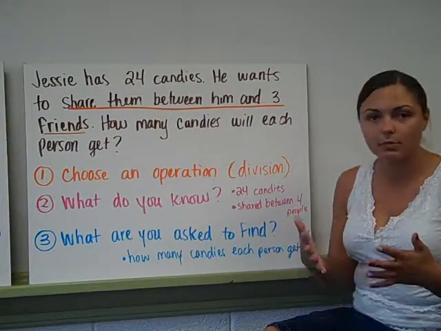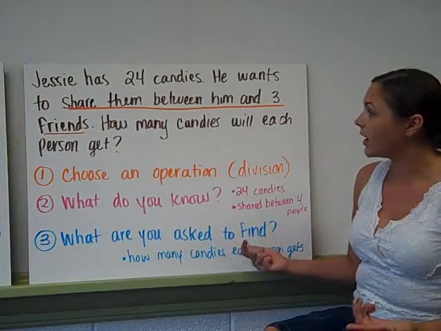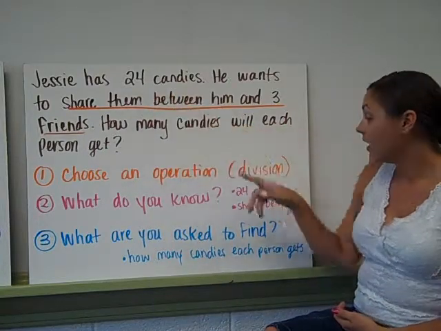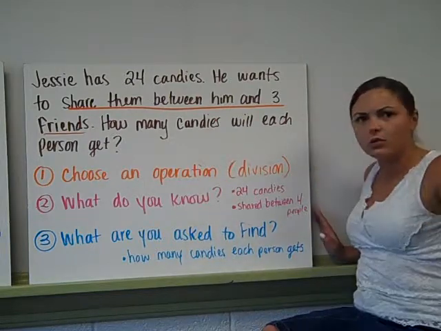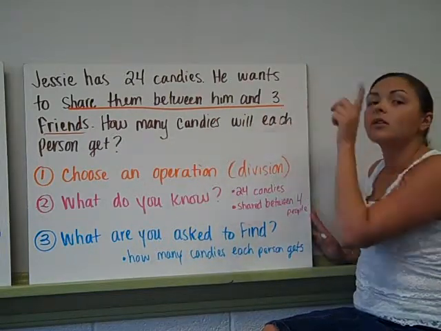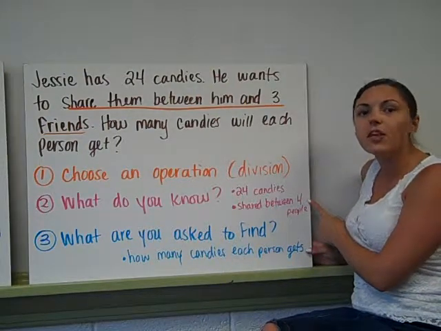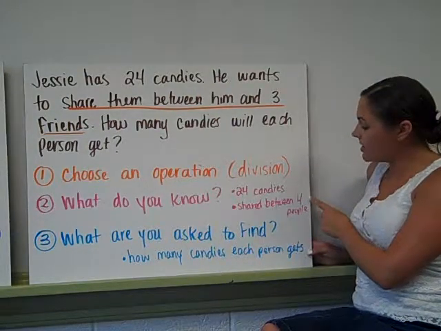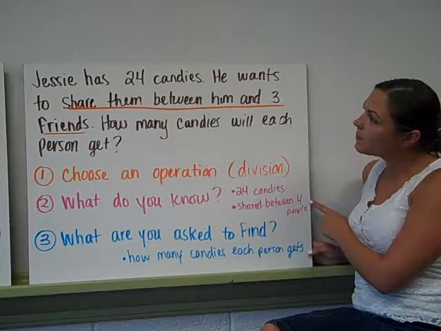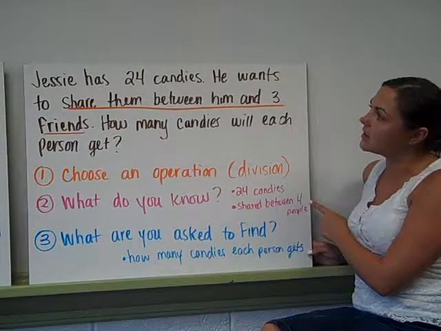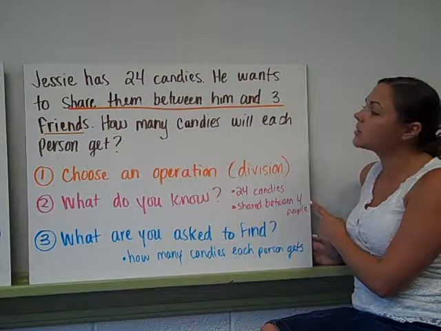Number 2, remember, you always state these things when you have a word problem. What do you know? Well, I know that there's 24 candies, and I know that they're shared between 4 people. Some of you might say, whoa, it's only 3 people. Go back to the problem. Why do I say 4 people? Think about that for a second. Why am I saying 4 people and not 3 people? Jesse has 24 candies. He wants to share them between him and 3 friends. How many candies will each person get?